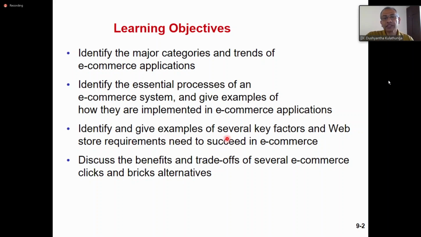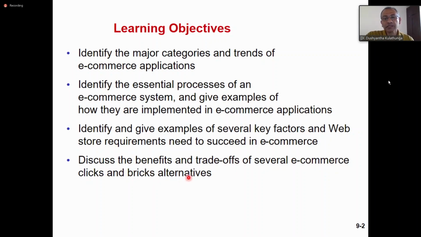Then identify and give examples of several key factors and web store requirements needed to succeed in e-commerce. Here we will identify some key factors and also web store requirements that are needed to succeed in an e-commerce environment. And finally, we are going to discuss the benefits and trade-offs of several e-commerce clicks and bricks alternatives.